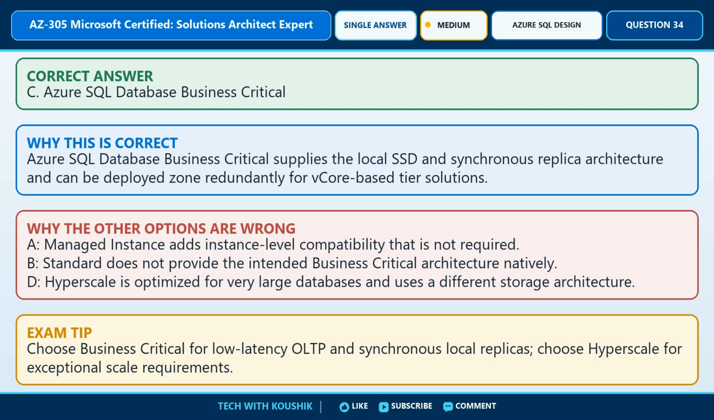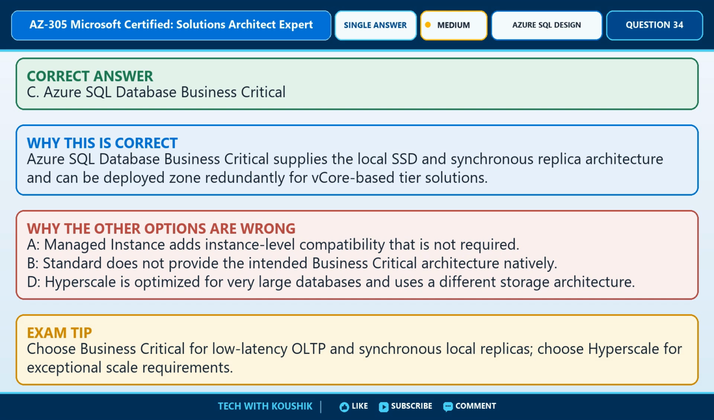In this case, select Option C, Azure SQL Database Business Critical. The key reason is Azure SQL Database Business Critical supplies the local SSD and synchronous replica architecture and can be deployed zone redundantly, for vCore-based tier solutions.